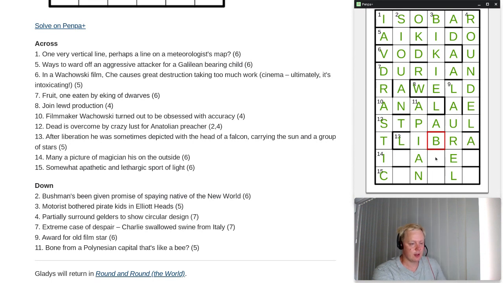Okay, 2 answers to go. So 14, many a picture of magician, he's on the outside. Many a picture, a word that fits here. Many a, again, just cluing that it's a plural answer. So we're going to have an S here.